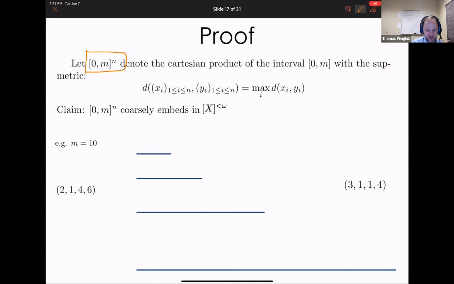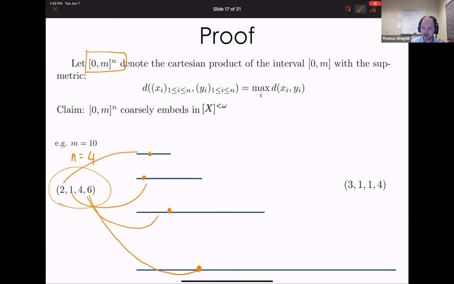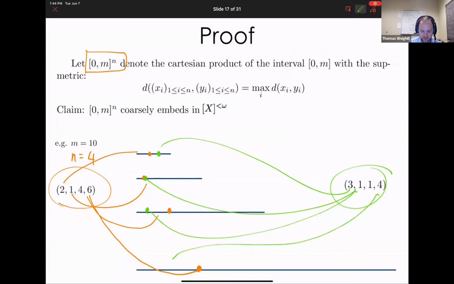So for example, if m is, let's say, 0 to 10, and let's say n is 4, I want to embed this 4-tuple as a subset of my long lines. Well, I just do it coordinate-wise. I find 2, I find 1, I find 4, and I find 6, and that's my embedding. I've embedded this tuple as a set of points along these lines. And now if I do it for a different tuple, let's say 3, 1, 1, and 4, right?